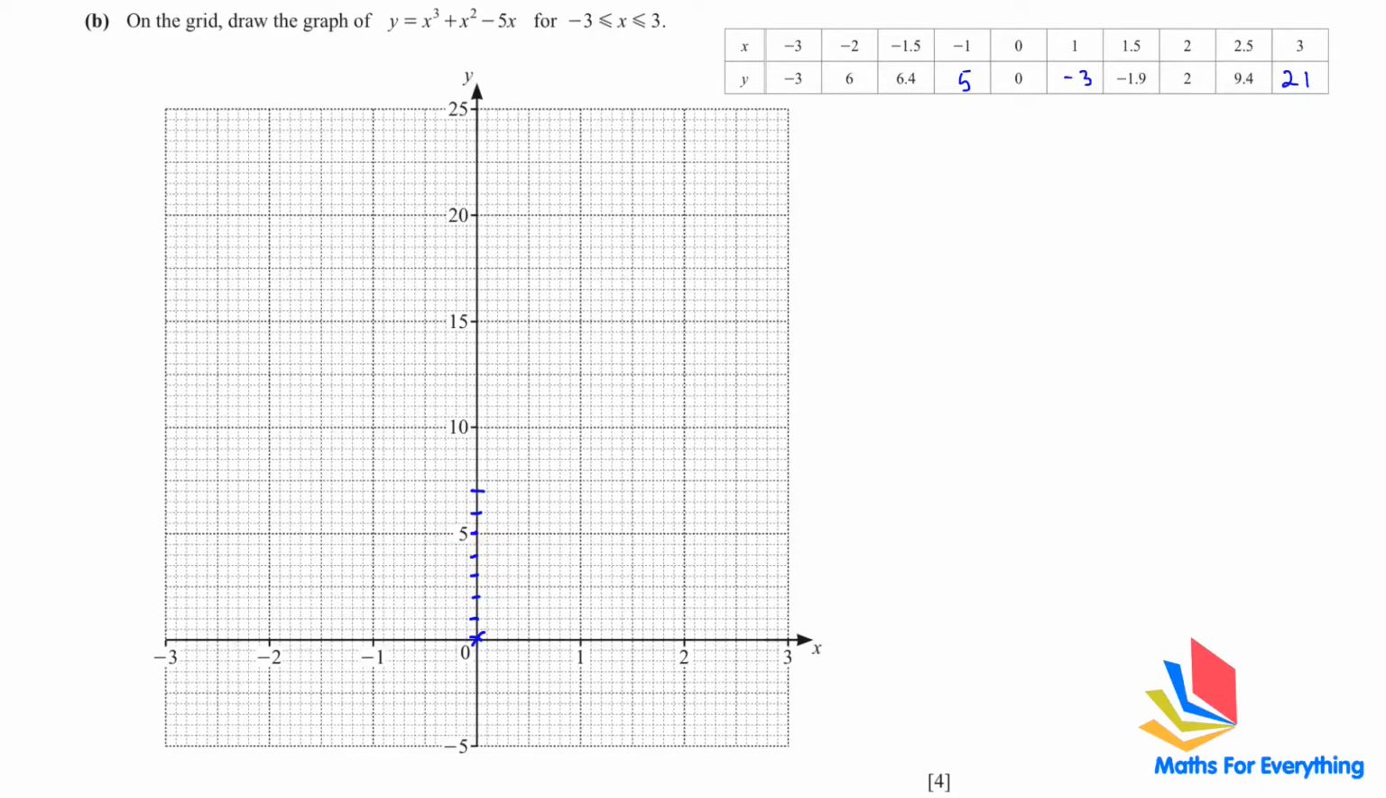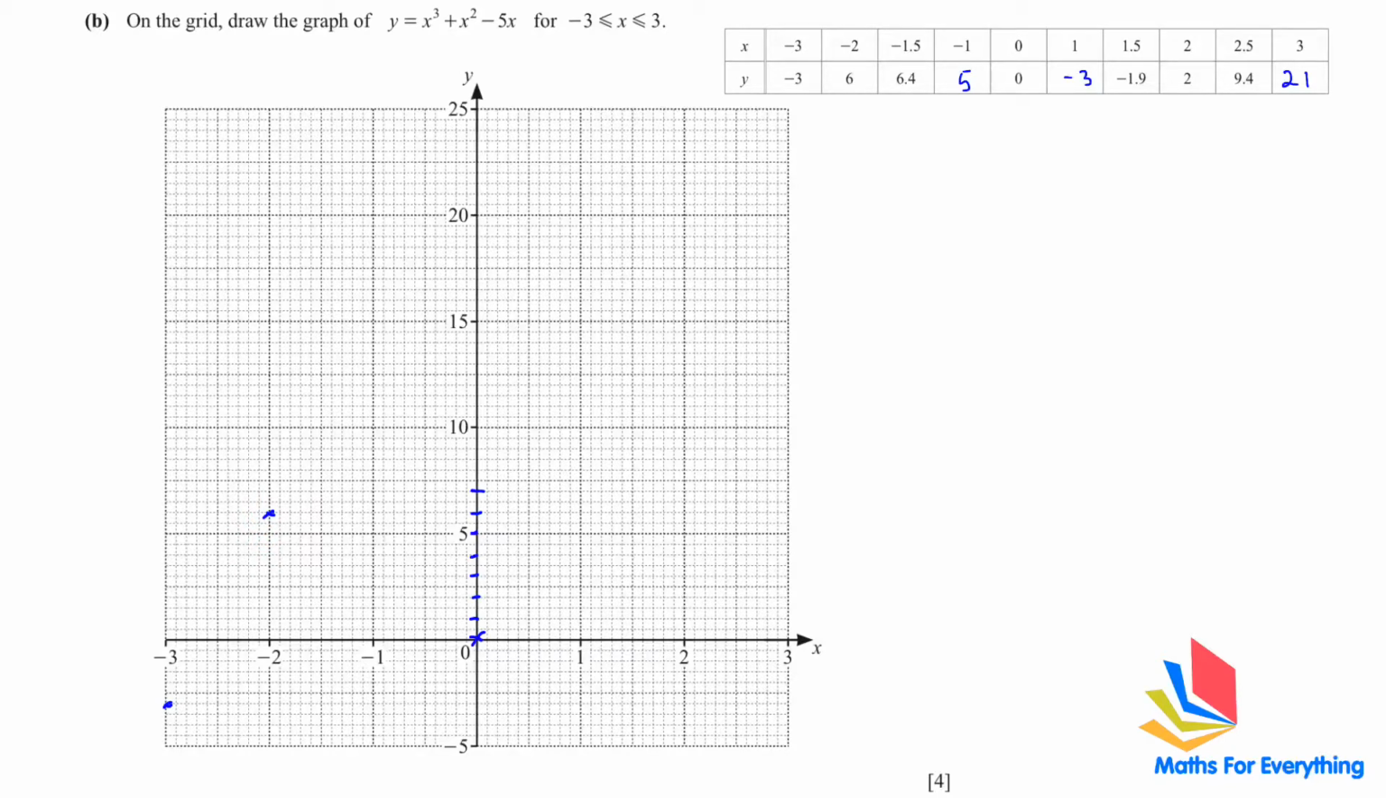And now let's plot the points. When x is -3, y is -3 also. So this is -3 for x and y is going to be -3 here. And then when x is -2, y is 6. So this is 5. So 6 will be here.